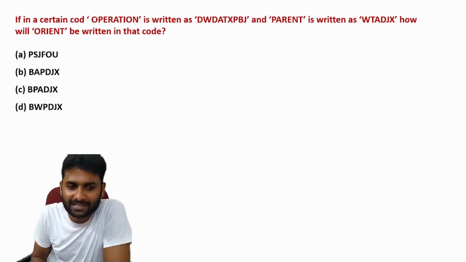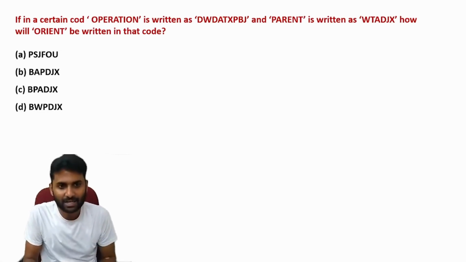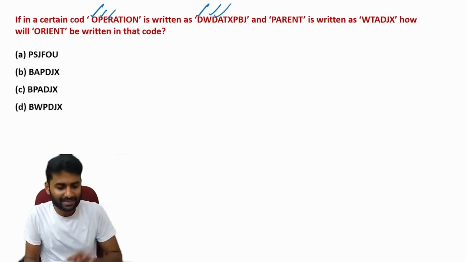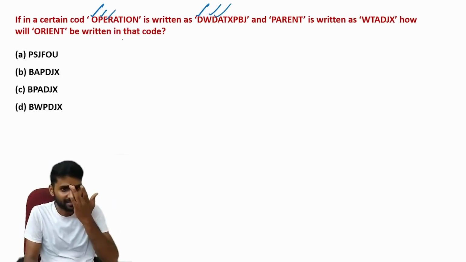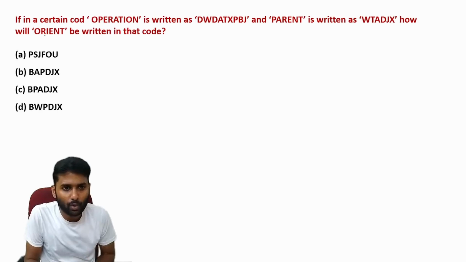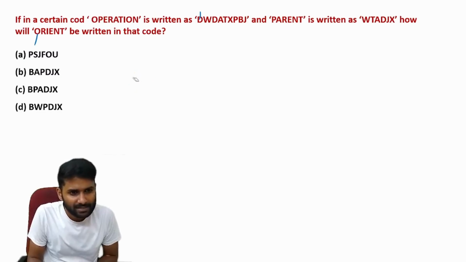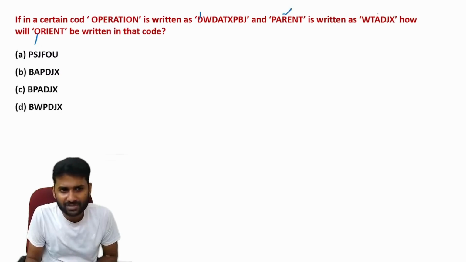Directly you can consider letter to letter as the code language. Letter to letter means O is coded as D, P is coded as W, E is coded as D. So you can directly consider position to position as the code language. Now just check with orient. O is coded with a D. Let me check with the options here. Next one R. Here the third position is A. Guys, this is not D, so there is a mistake here.